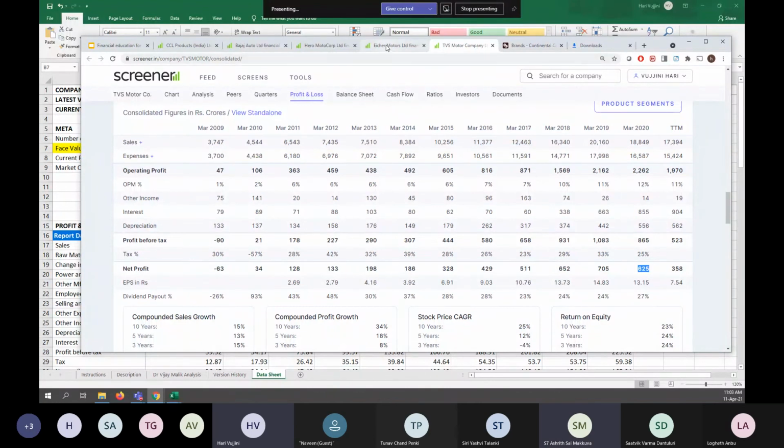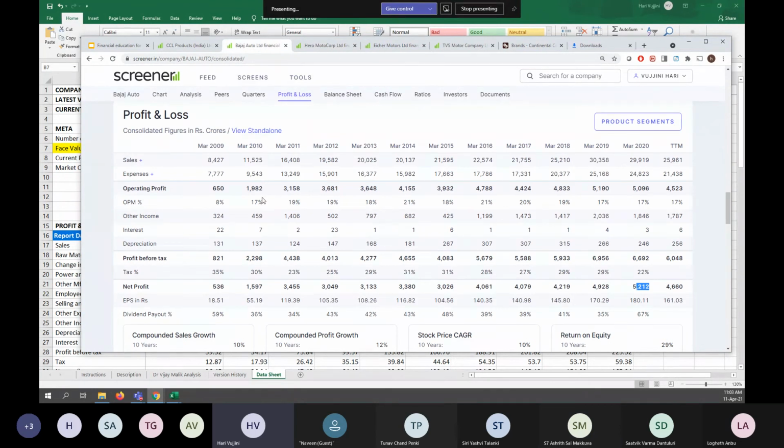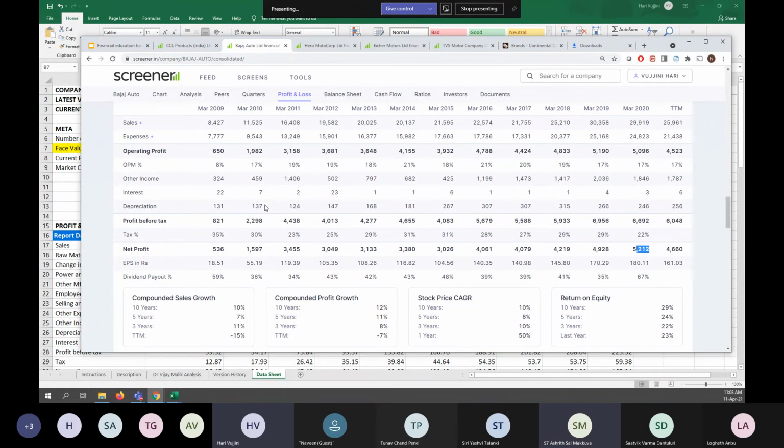Okay, does this make sense? Why are we studying profit and loss statements? Because we want to understand the businesses and understand whether the business is really good. We saw different businesses. We compared Tata Motors with Maruti Suzuki, and we compared Bajaj Auto, Hero, Eicher and TVS. By just looking at profit and loss statements, we can tell whether it's a good or bad business, right?